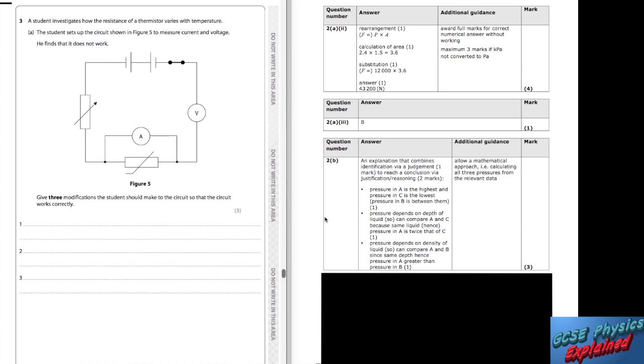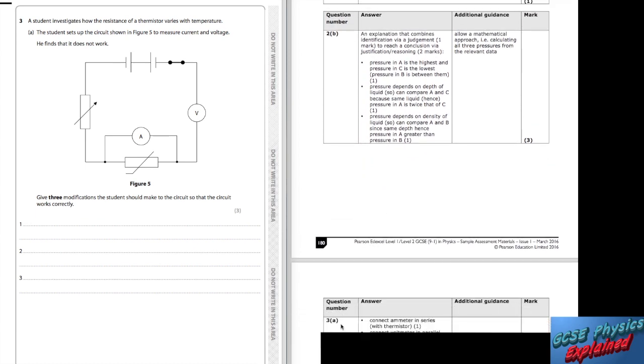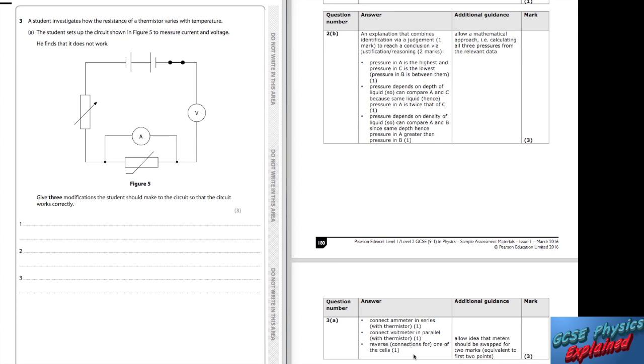Question 3. The student investigates how the resistance of a thermistor varies with temperature. The student sets up the circuit shown in figure 5 to measure current and voltage. He finds that it does not work. Give 3 modifications the student should make to the circuit so that the circuit works correctly. Well, the ammeter needs to be in series. That's 1. The voltmeter needs to be in parallel. That's 2 changes. And one of these cells needs to be turned around. If we have a look at the answer down here, that's exactly what I've just said.